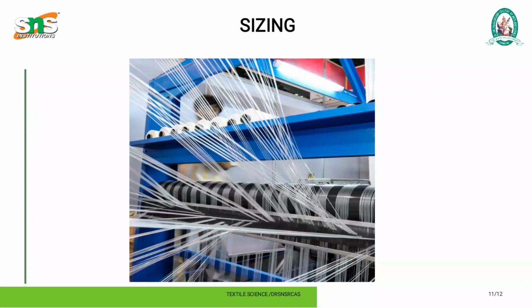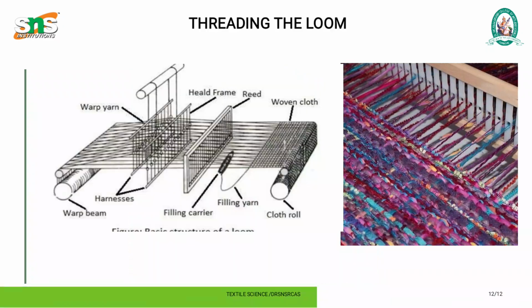So sizing means applying the starch to the warp threads, which means making the warp threads stronger and stiffer, because this process is somewhat heavy and the warp threads may be cut. To avoid that, we use these sizing methods. When we apply the starch over the warp threads, they stay strong and straight in appearance.